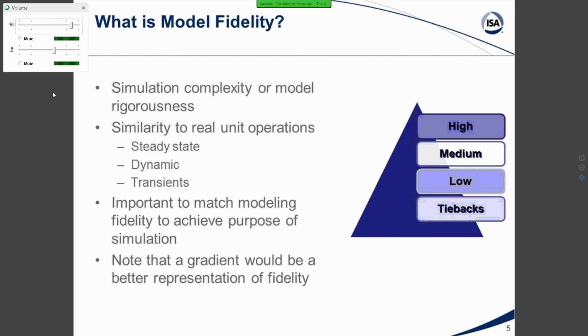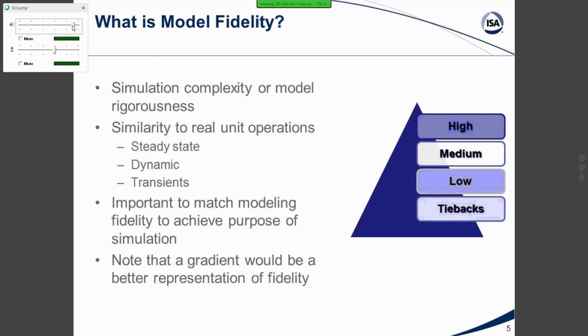Now, you'll see in the image here that I've organized it into discrete sections, whether it's tieback, low, medium, or high fidelity. But that's really not a good representation of it, because you don't say a simulation is low fidelity or an entire simulation is medium fidelity in most cases. Most cases it's going to be separated by maybe process area, or maybe you only care about this one key unit and the rest of it can be pretty low fidelity.